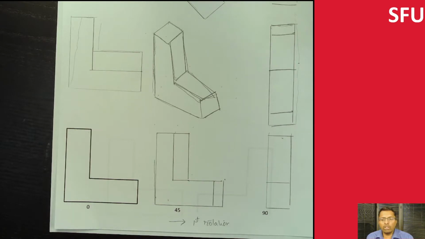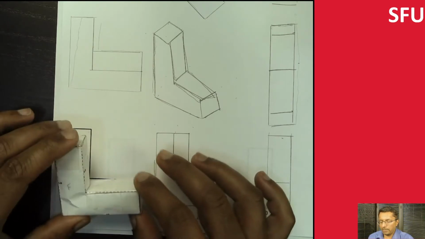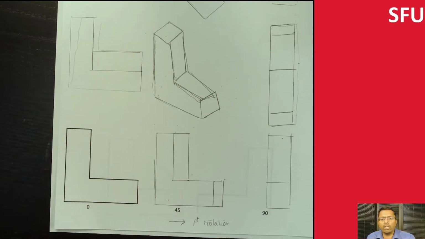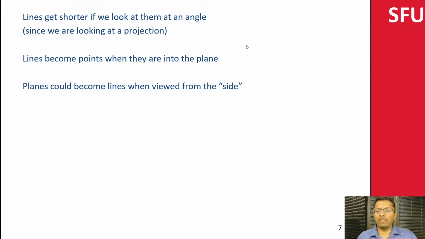The other thing we also notice is that the lines sometimes get shorter and longer based on how you are looking at the object. So let's document that. What is it that we said? We said lines basically get shorter. So if I look at this line, as I rotate, it gets shorter. And eventually, if I look at it from the end, it just becomes a point.